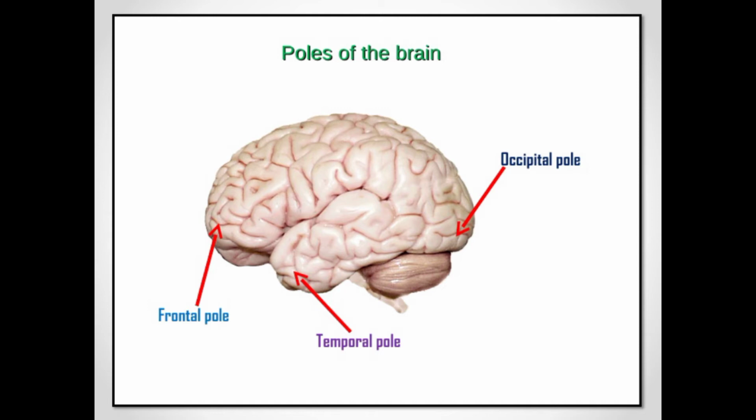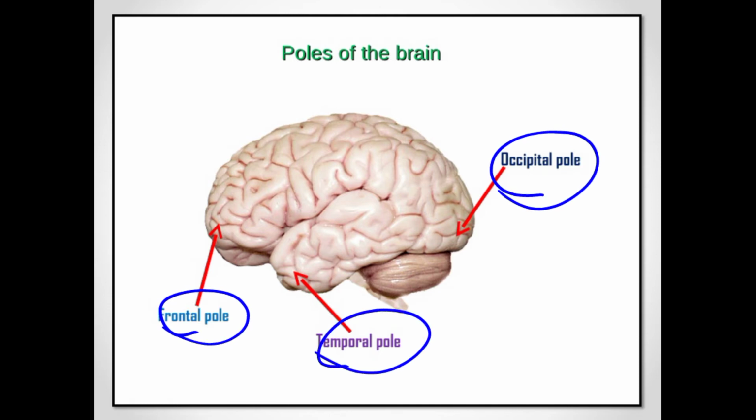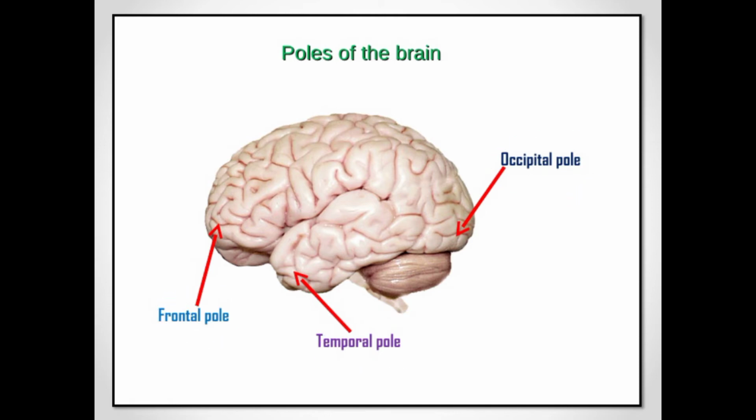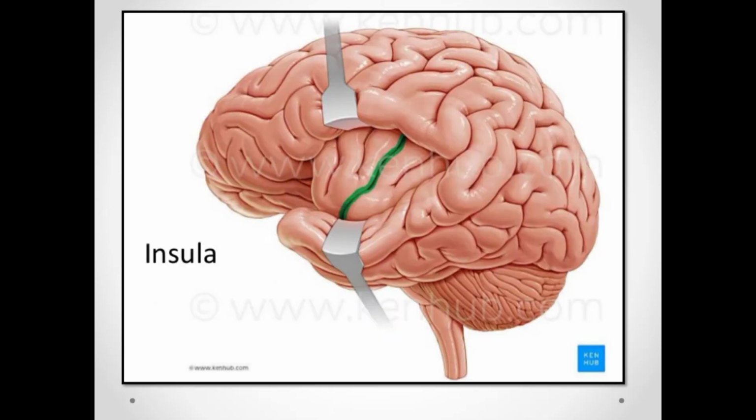Then come the poles of the brain. The poles are the frontal pole, occipital pole and the temporal pole. These are the poles of the cerebrum. See, this is the hidden part of the cerebrum you are looking at, which is called the insula.